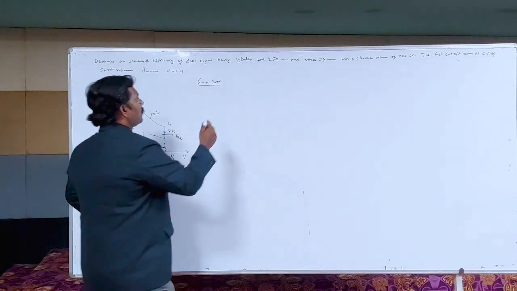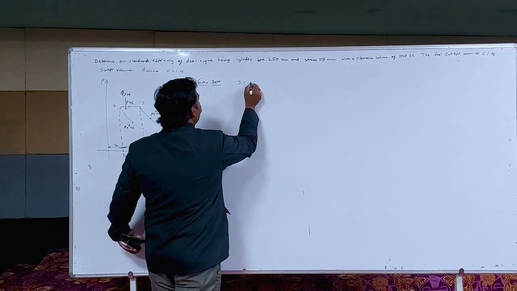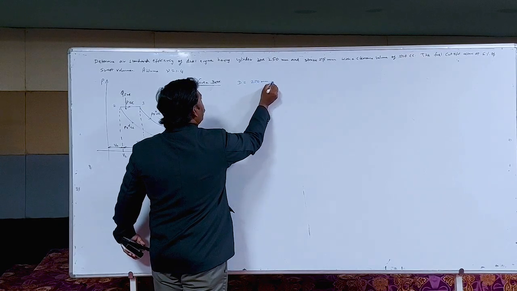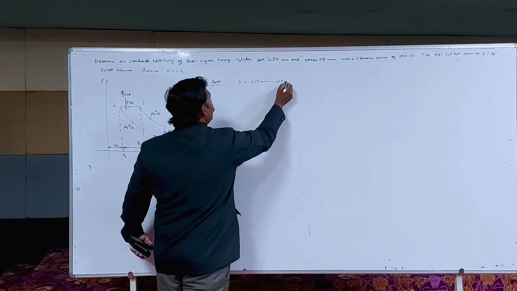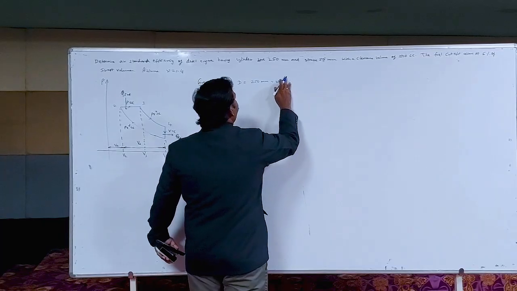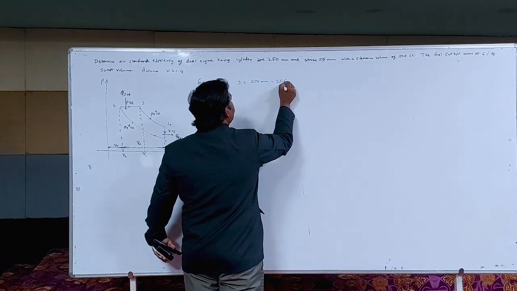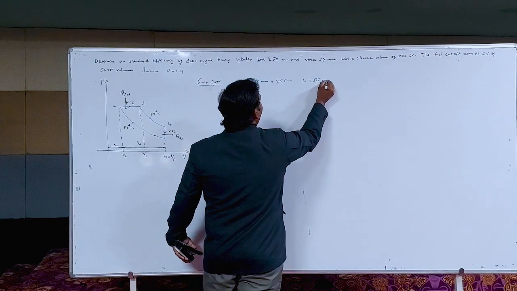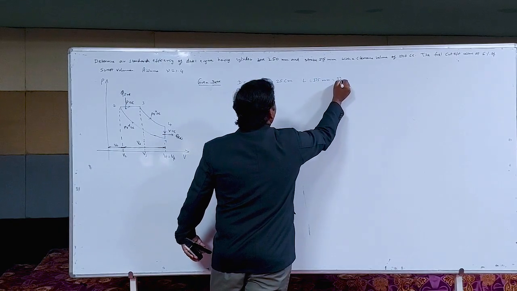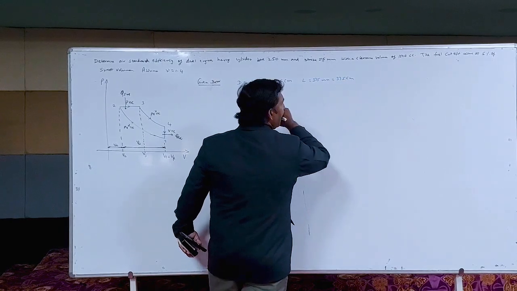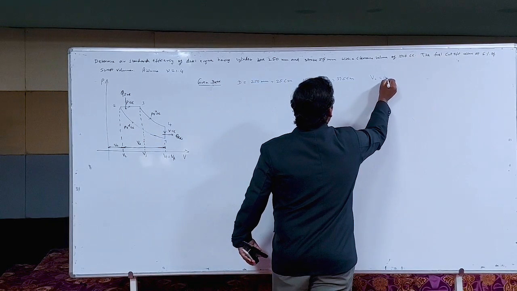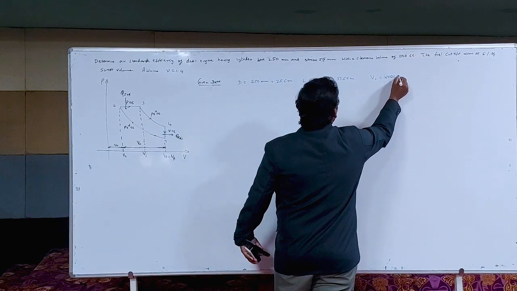The cylinder bore is 250 mm, so D is equal to 250 mm, that is equal to 25 cm, and L is equal to 375 mm, that is equal to 37.5 centimeter, and clearance volume is equal to 1500 cc.